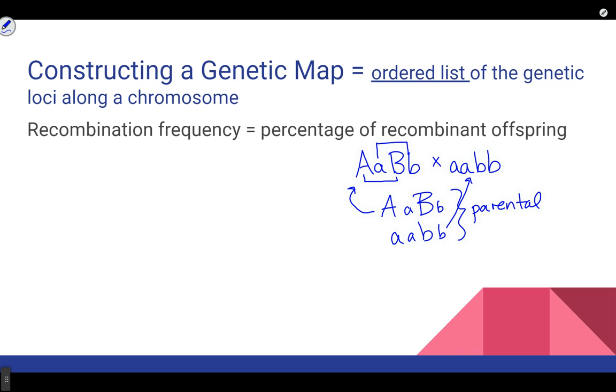Make sense? But if crossing over unlinks these genes, you will get some that are like this, and you'll get some that are like this, that show one dominant and one recessive trait. Those are the recombinant offspring.